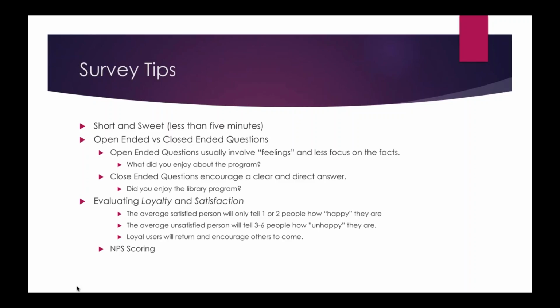And then there's another piece about evaluating loyalty and satisfaction. They say that an average happy person, somebody that enjoyed a service or enjoyed an activity, is only going to tell 1 or 2 people how happy they were about it. However, if someone didn't like it, they will typically tell 3 to 6 people how unhappy they are. So for every 1 unhappy person, you're going to need 2 to 3 happy people to make up the loss. That makes sense. And then loyal users, the ones that are happy, will return and encourage more people to come. And this is called NPS scoring.